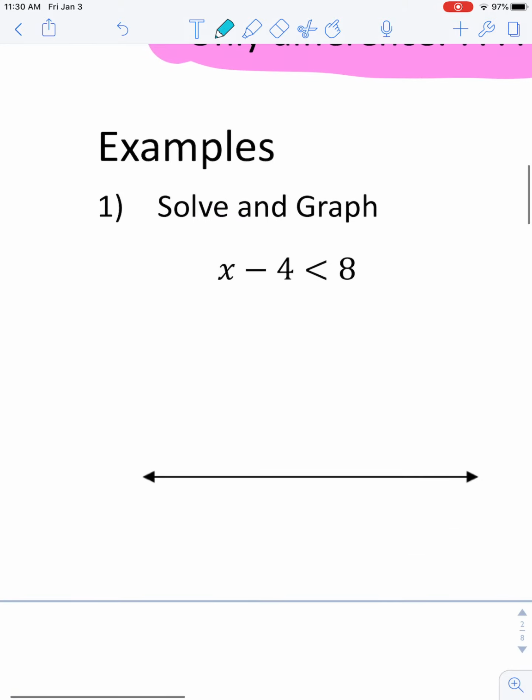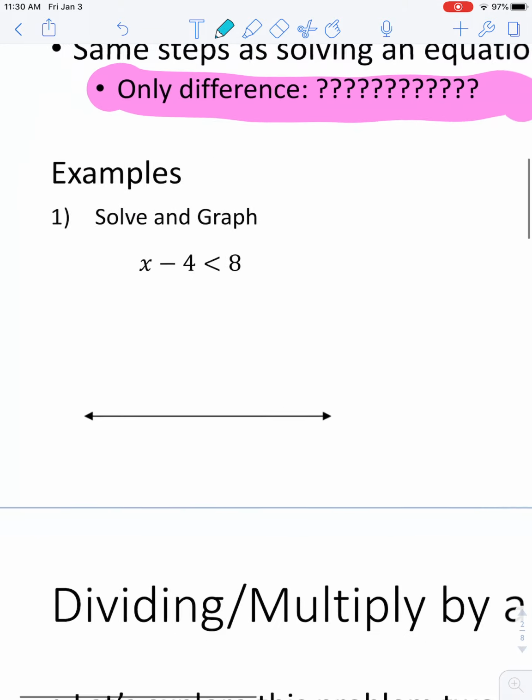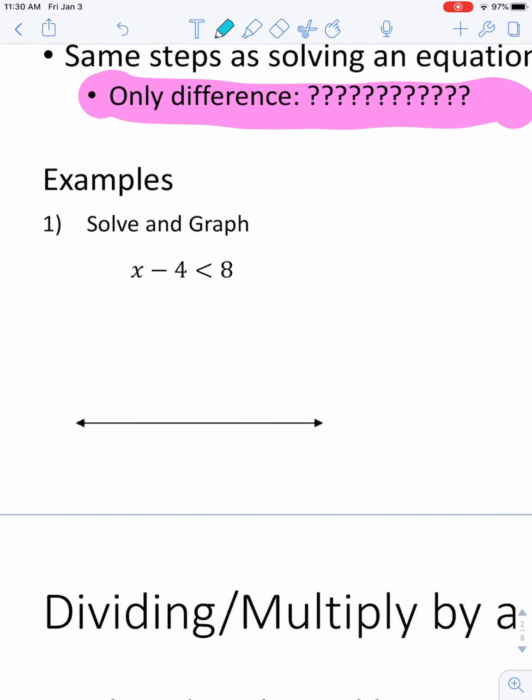Okay, so the first problem we're going to do is x minus 4 is less than 8. What I want you to realize, and I'll just write this off to the side, is that this is just like the problem x minus 4 equals 8. In that problem, which we did a long time ago, we would add 4 to both sides to get that negative 4 out of there, and we would have x equals 12. Well, it's going to be really, really similar now.